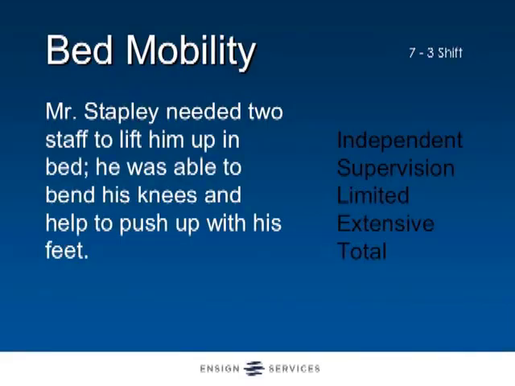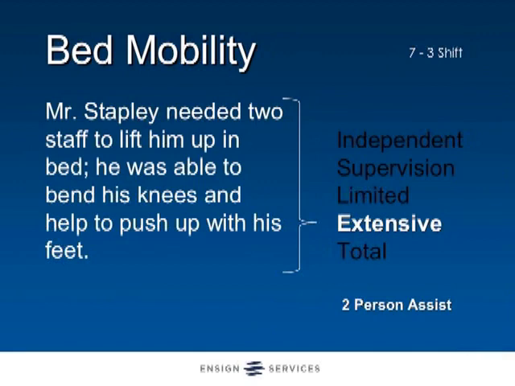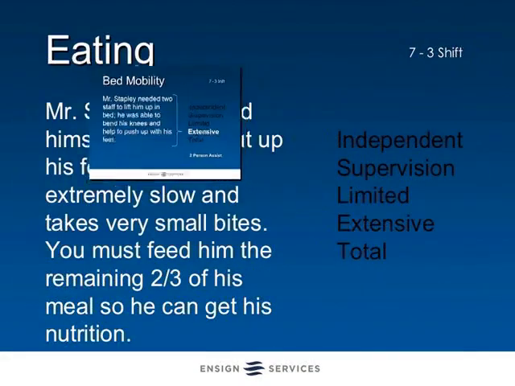Alright, and let's start with the 7 to 3 shift bed mobility, where Mr. Stapley needed 2 staff to lift him up in bed. He was able to bend his knees and help push up with his feet. What would that be? How would you code that scenario? That's extensive, with 2 people assisting him. Very good. Now let's move on to eating.